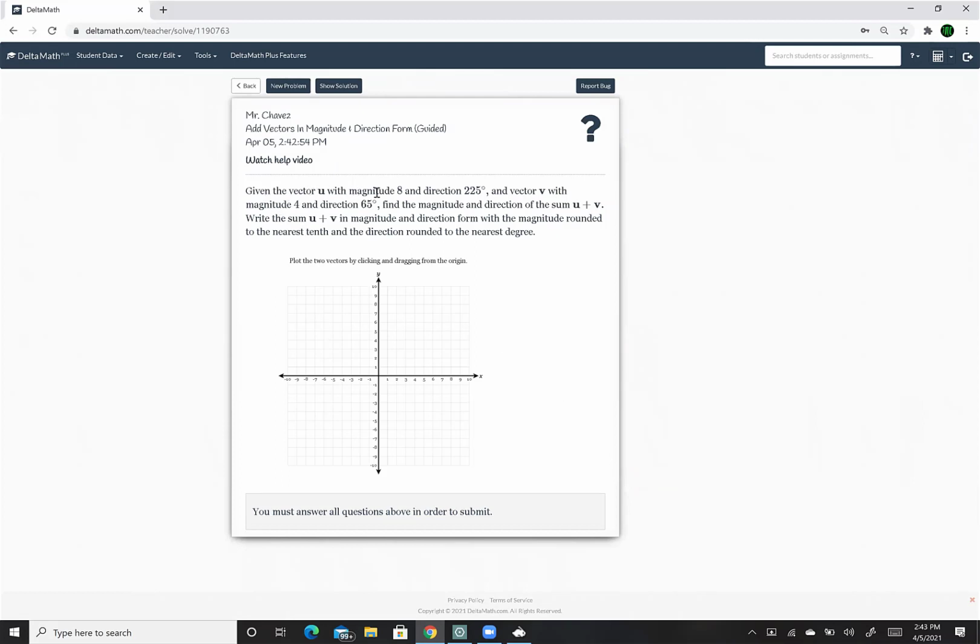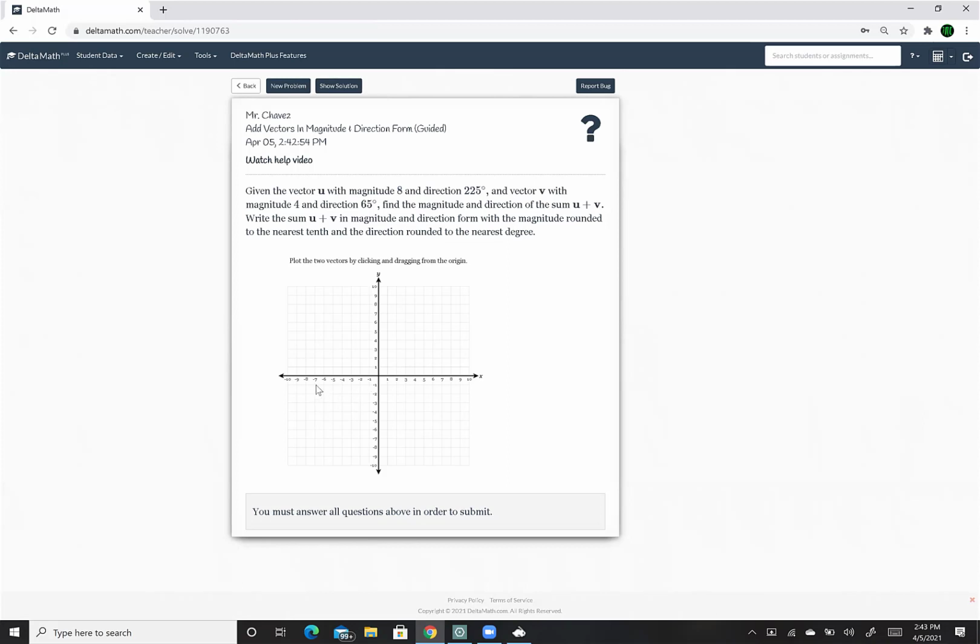Given that vector U with magnitude 8 and direction 225 and vector V with magnitude 4 and direction 65, find the magnitude and direction of the sum U plus V. Write the sum U plus V in magnitude and direction form with the magnitude rounded to the nearest tenth and the direction rounded to the nearest degree. Ooh, man, they're asking a lot.